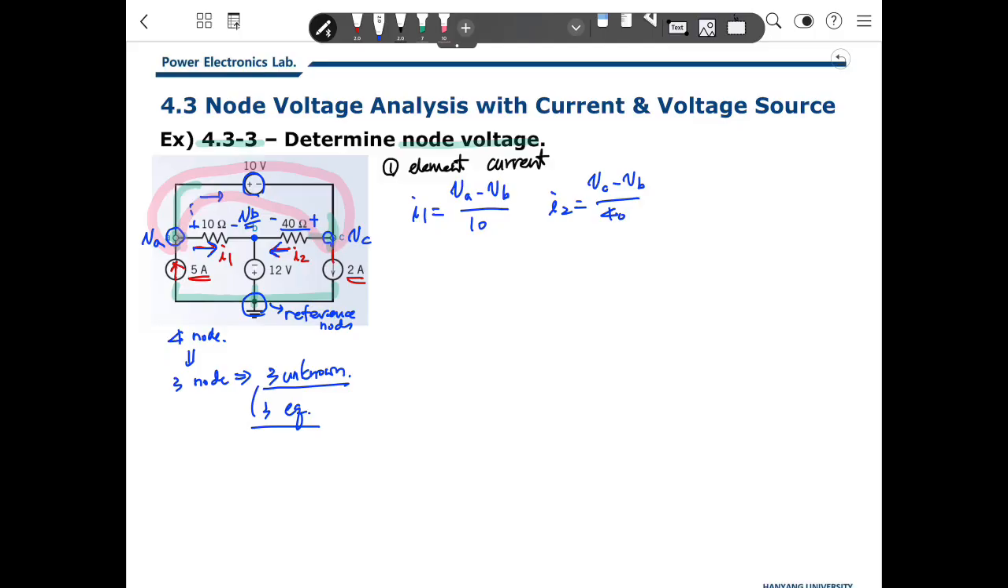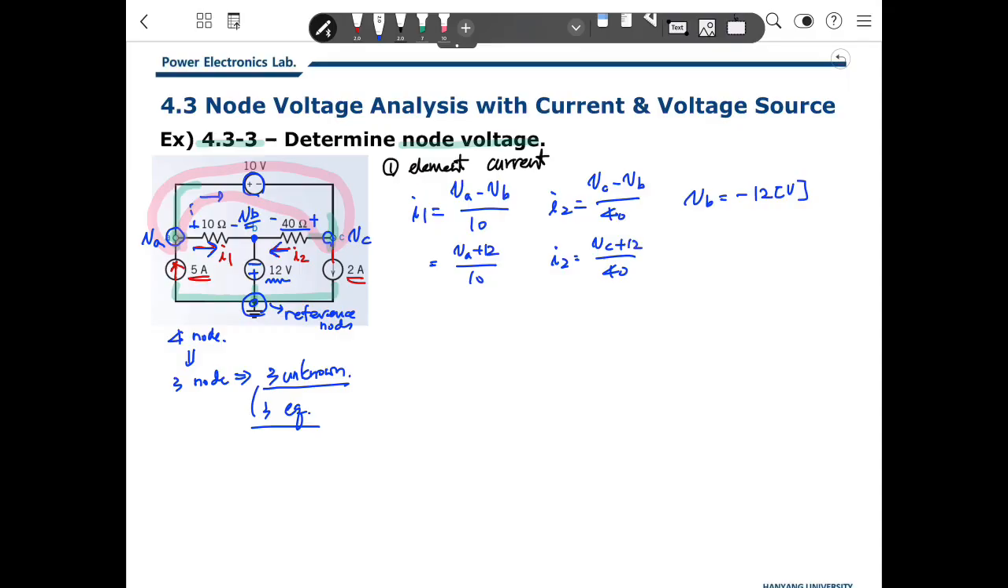This is important. The polarity of this voltage source is positive here and negative here. So that means that point is 12 volts lower compared to the reference node. So VB will be minus 12 volts. So then I1 will be 10 times VA plus 12, and I2 will be 40 times VC plus 12.